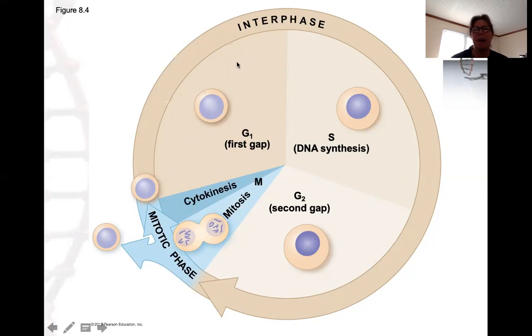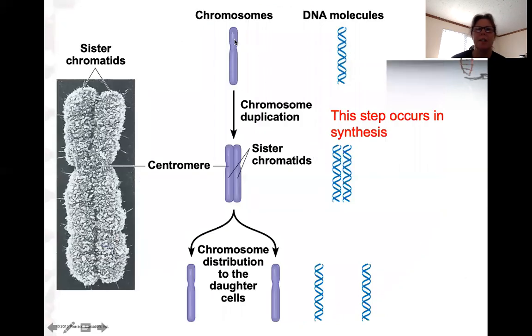Not all cells divide, but this is where they're doing their work, the job that that cell is meant to do. It will only advance into synthesis if it is told it needs to divide. In synthesis, it will replicate the DNA. And then we have our second gap, which is basically the cell preparing to divide. And then we go into mitosis and cytokinesis. So here is, again, our unduplicated chromosome. We're going to make a copy in synthesis so that we can put one copy in each cell.